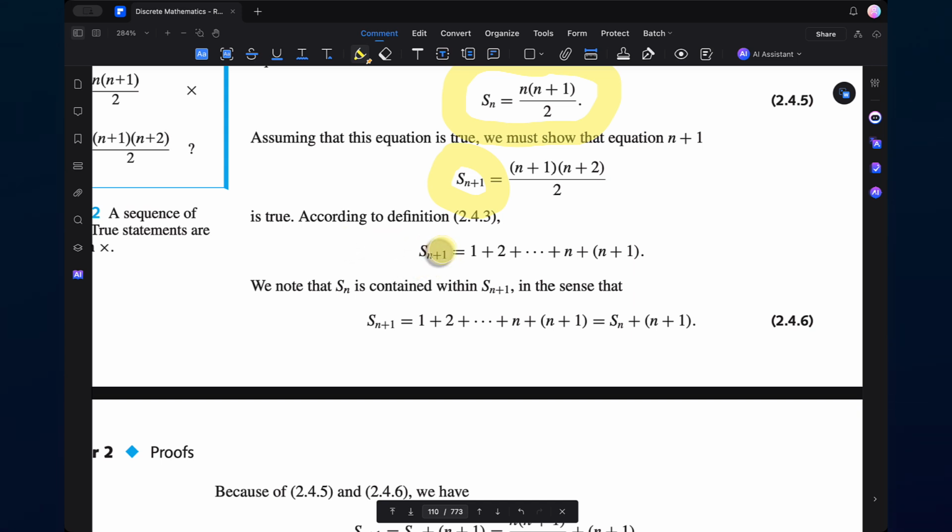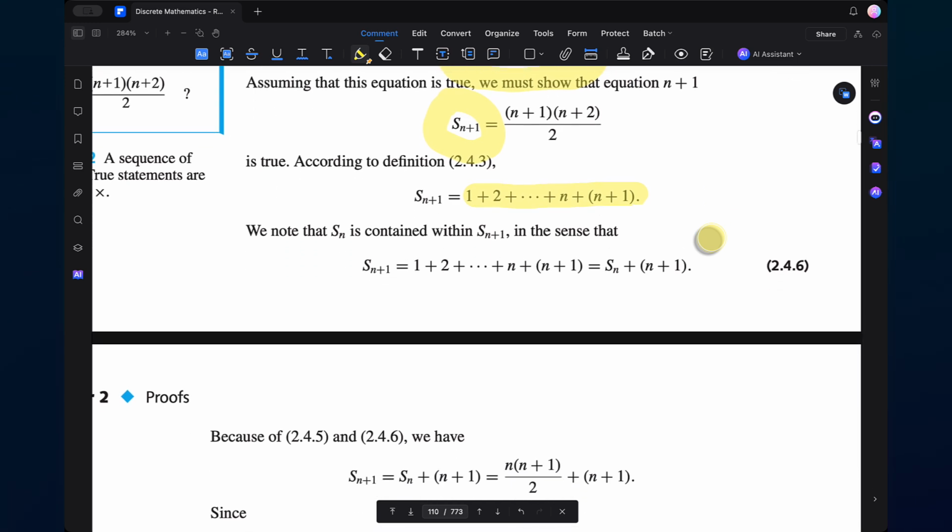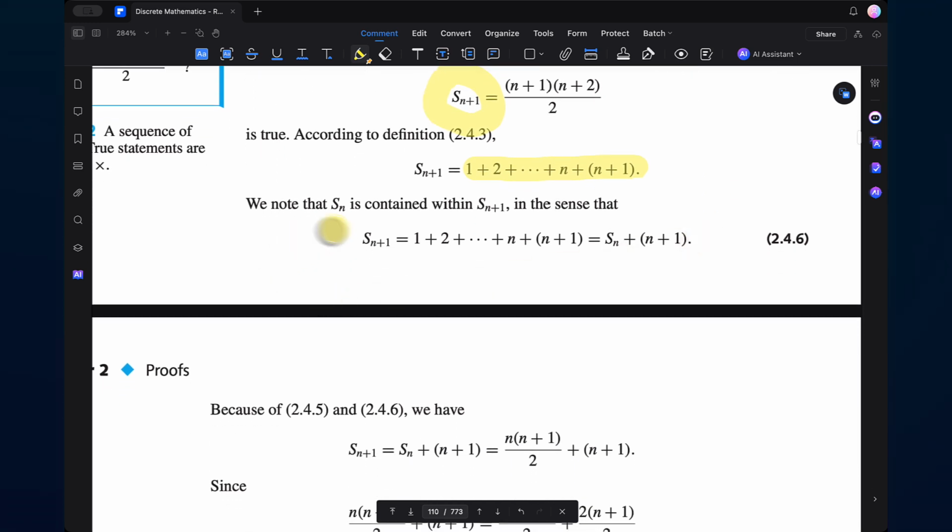According to the definition, it's basically adding up the first n plus 1 positive integers. And so we note that S sub n is contained within S sub n plus 1. Notice the first n terms, this part right here, that is S sub n. So we replace it with S sub n. So then we can see that S sub n plus 1 is S sub n plus n plus 1.